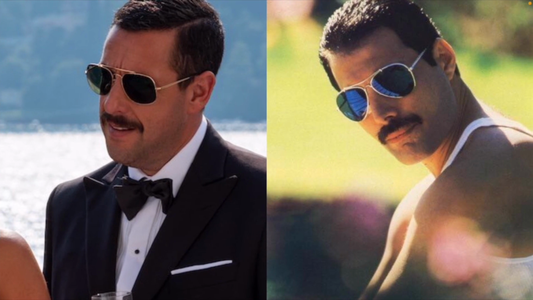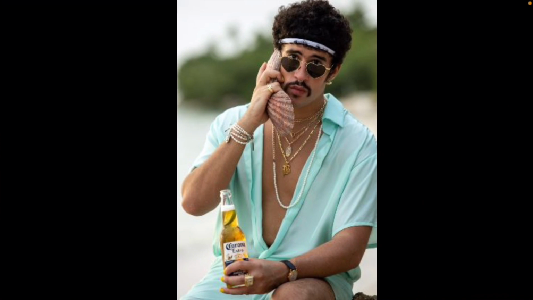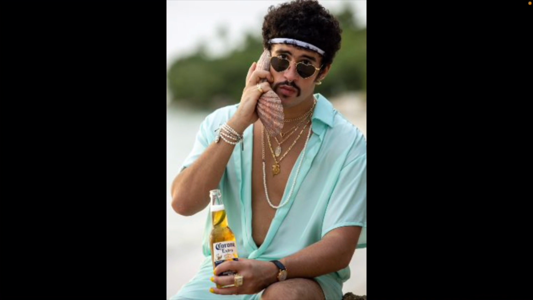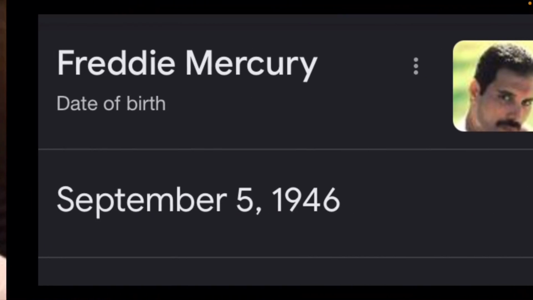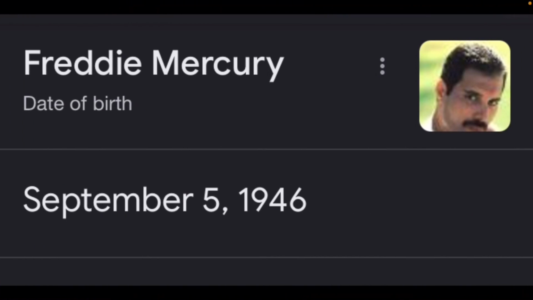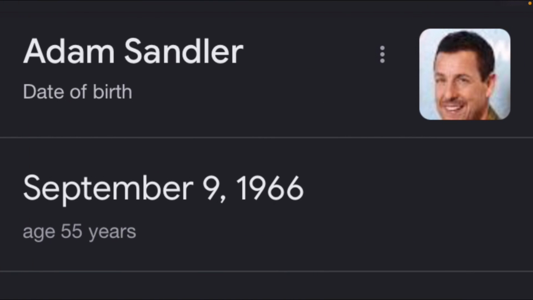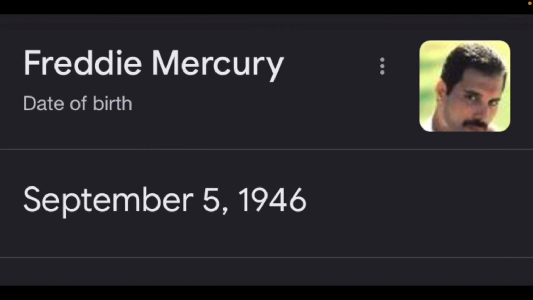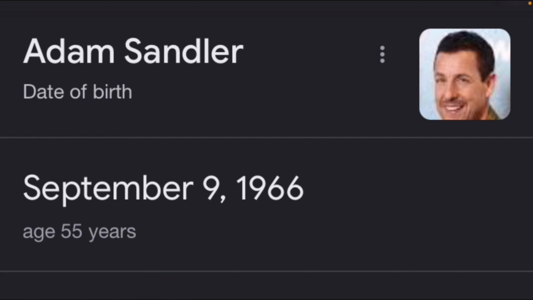But anyways, even Adam Sandler looks a lot like Freddie Mercury, as you guys can see right here. And in this picture, he looks a lot like Freddie again. And even Bad Bunny looks a lot like Freddie. And right here, Adam looks a lot like Freddie again with that mustache. Alright, so a big connection with Freddie and Adam Sandler is their birthdays, right? So Freddie Mercury's birthday is September 5th, 1946. And Adam Sandler's birthday is September 9th, 1966. So their birthdays are only 4 days apart. So their birthdays are very close.